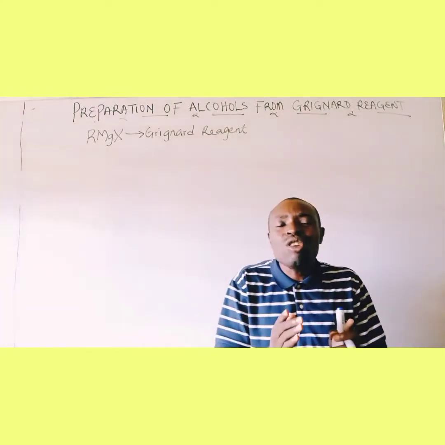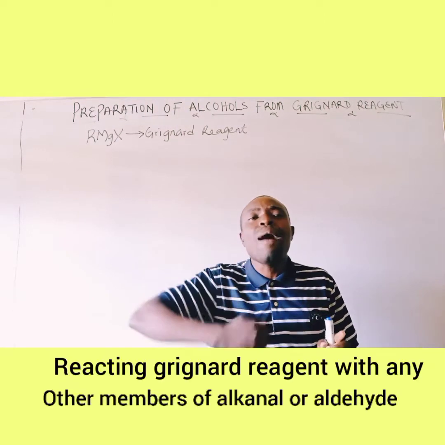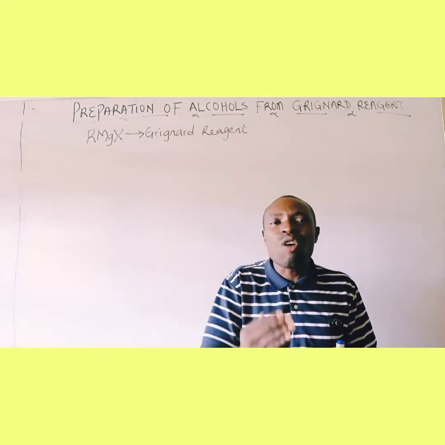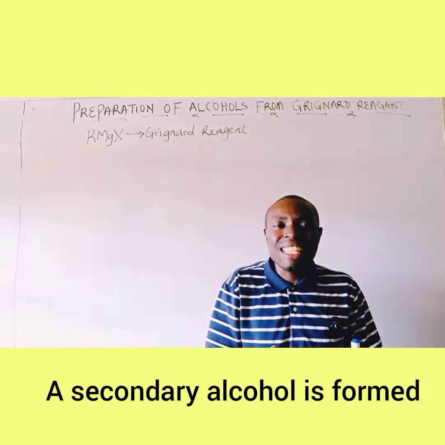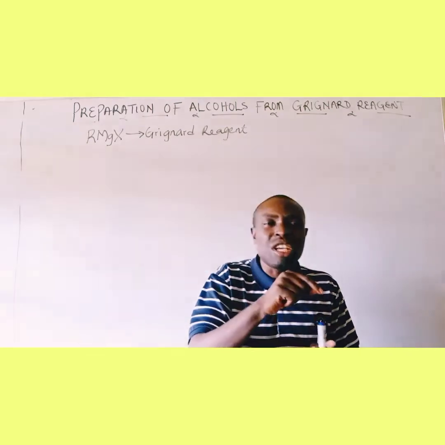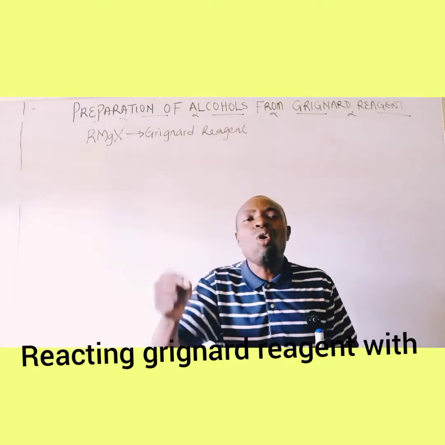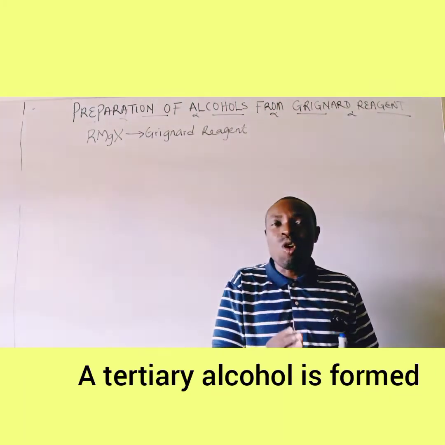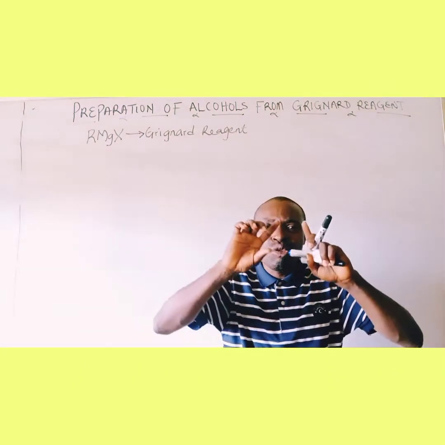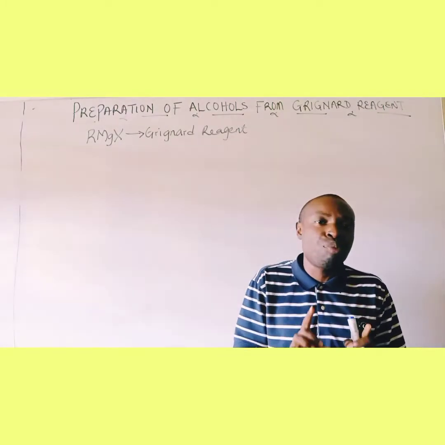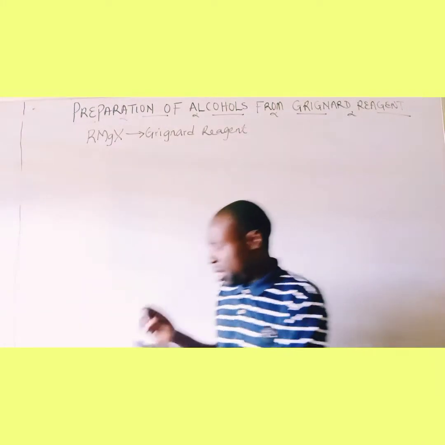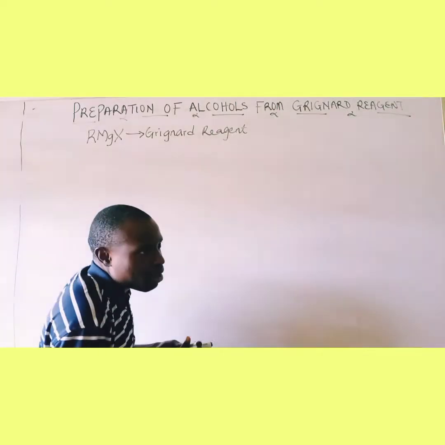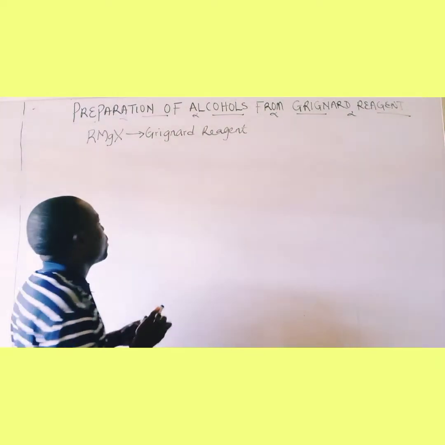Whereas the reaction of the Grignard reagent with any other member of the alkanal forms a secondary alcohol. And lastly, the reaction of the Grignard reagent with acetone, or a ketone, forms a tertiary alcohol. So we are going to use reactions to explain these basic points I just raised. Now we start, with how a primary alcohol is formed.